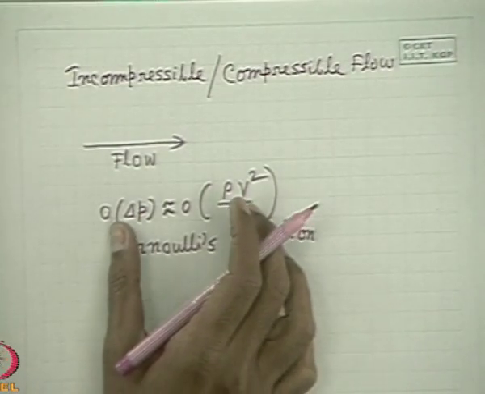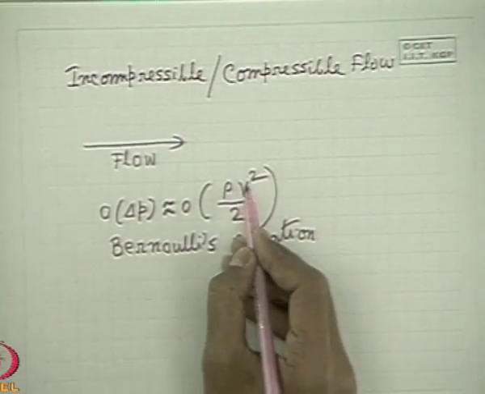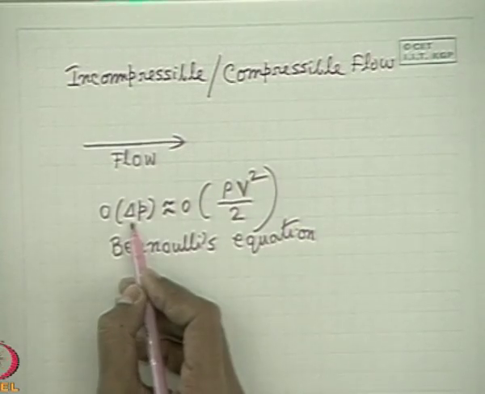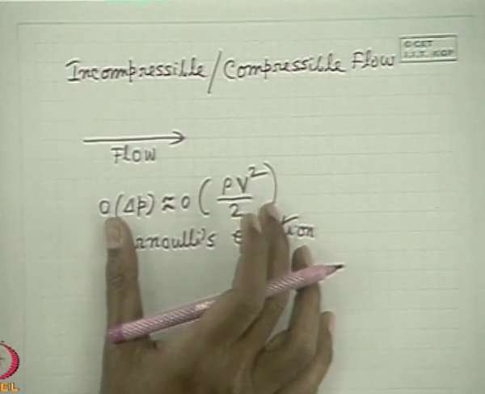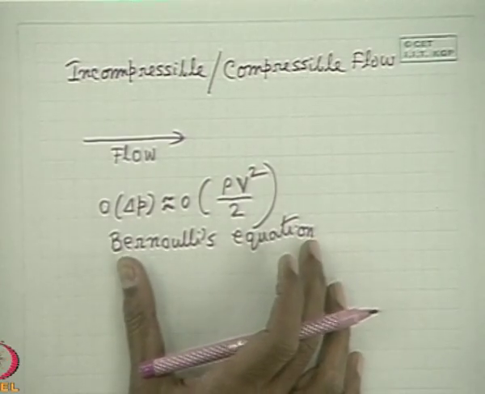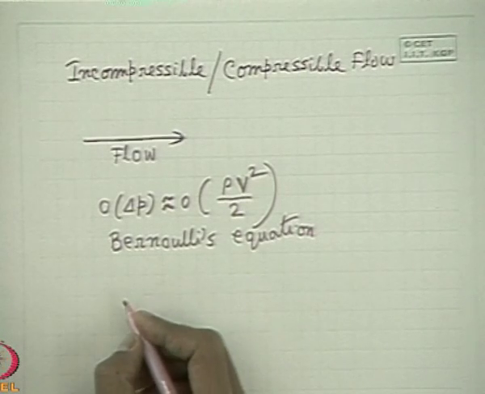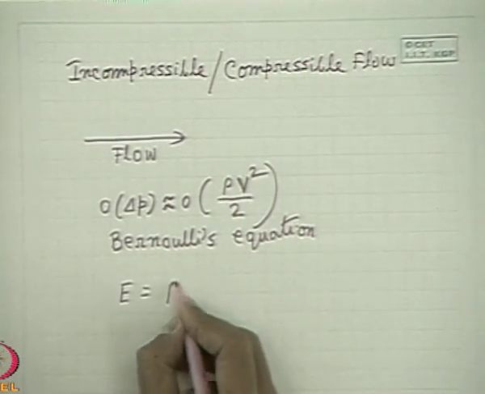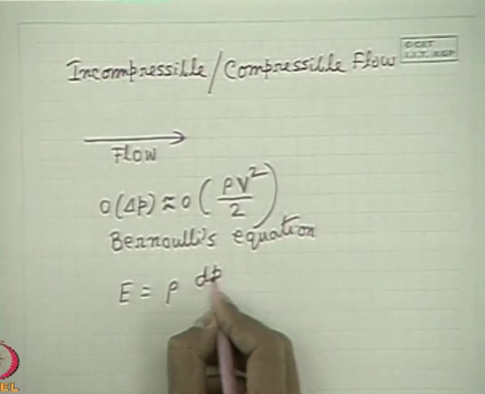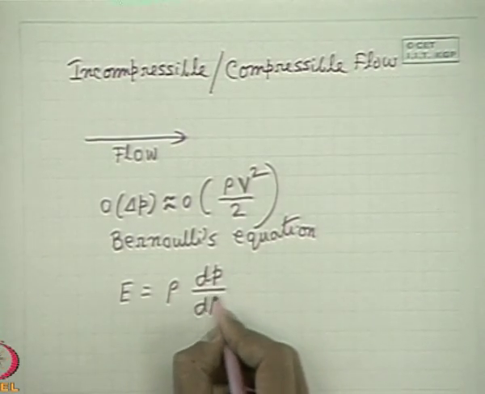How does it relate? That means it is true qualitatively that the more the flow velocity, the more the pressure difference caused by the flow. So now if we use this simple relationship from Bernoulli's theorem in our definition of E, you see what is the definition of E? E is rho dP d rho.